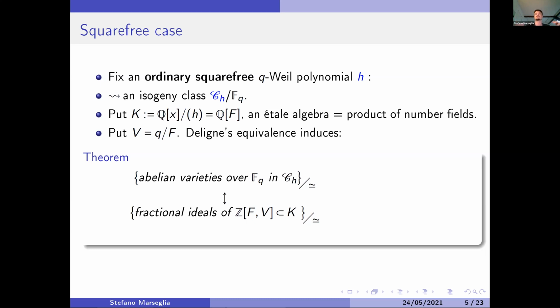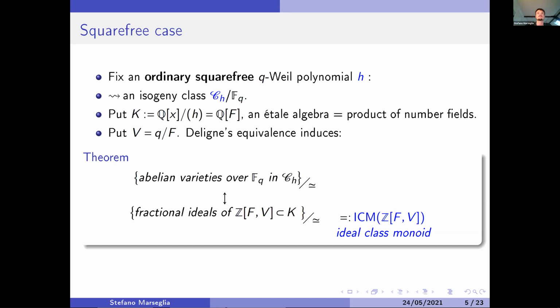So we have a bijection between the isomorphism classes inside the isogeny class and the monoid of the ideal classes of this order Z[F,V]. Indeed, given two fractional ideals, you can multiply them and you get a new fractional ideal. So it's a commutative monoid, and we are going to denote it by ICM, ideal class monoid. All right, and this is the guide that we want to compute. If we can compute these fractional ideals up to isomorphism, we have the isomorphism classes of the Abelian varieties.